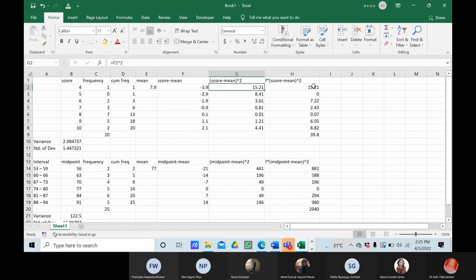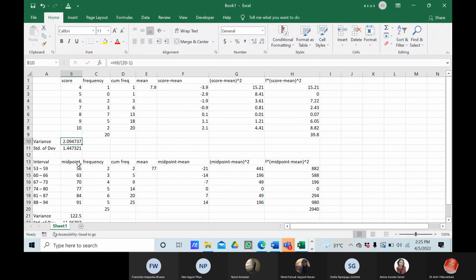Okay, then at the last column you have to sum all the values here. Then you have 39.8, and the variance will be 39.8 divided by the frequency minus 1. Then you get 2.095737, or I rounded it to 2.0945 on the slide. Okay, and the standard deviation is the square root of the variance.